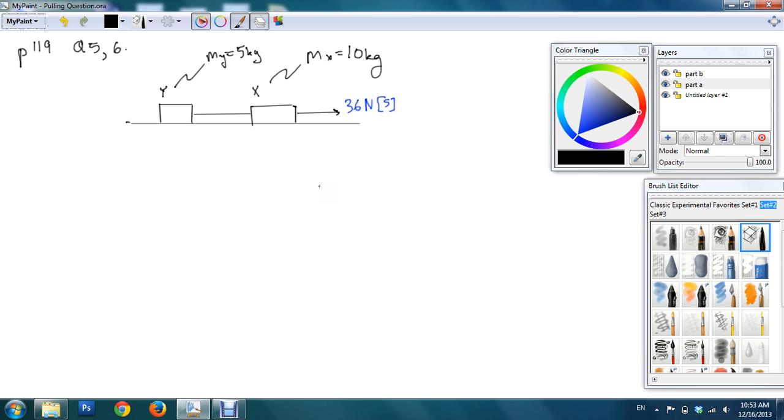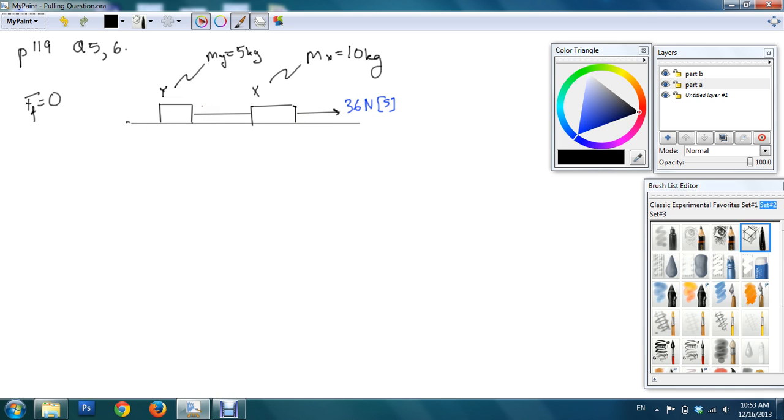The problem that we're going to go through is on page 119, so if you'd like to follow along you can turn to that page. We're going to look at two questions. The first is question number 5, and the next is question number 6, which is the exact same question, only in number 6 we're considering friction. In number 5 we're saying that friction is 0. So the surface is frictionless.